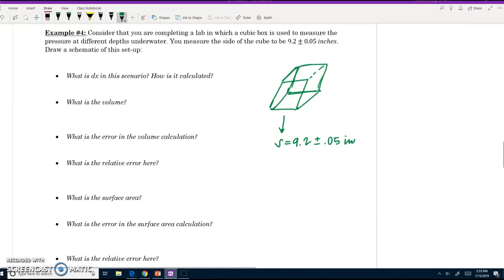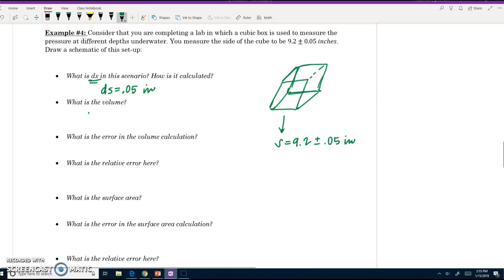So we're still not measuring in a very precise way, but we're slightly more precise than we were in the previous example. Here it says, what is dx? What that means is the differential in the value that we're measuring. If you wanted to call that ds to represent differential in side length instead of dx, that would be just fine. And so that's our 0.05. That's just the error in our measurement.